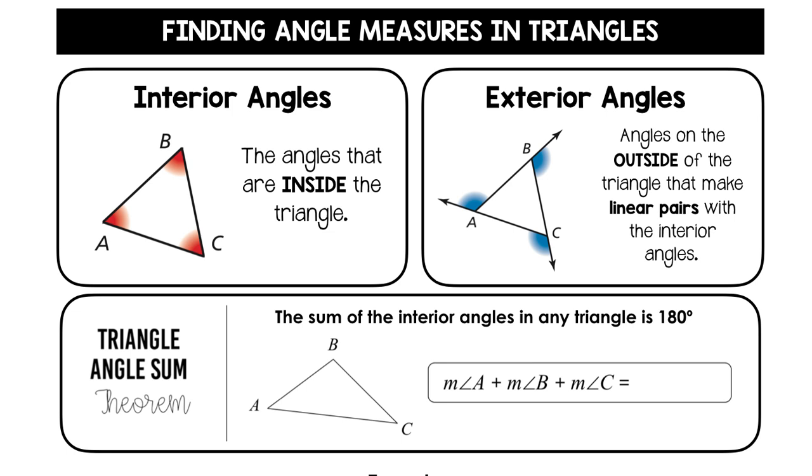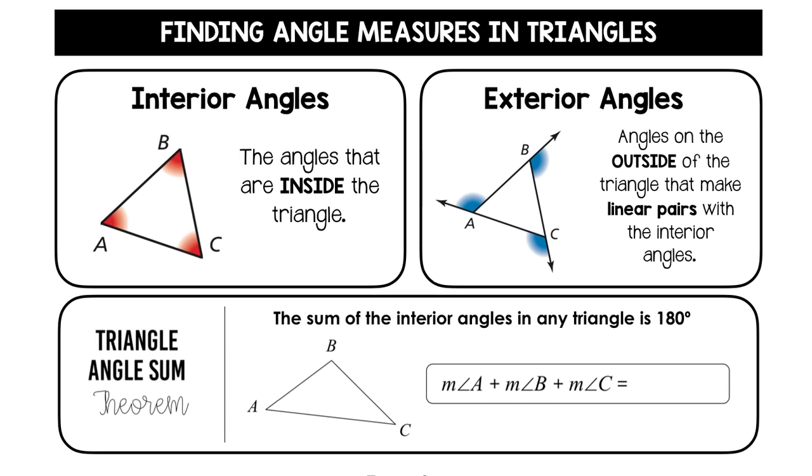All right, so we have a couple definitions to go through for finding angle measures in triangles. You need to know that interior angles are the angles inside of the triangle. So they're the angles that are inside, right? Whereas exterior would be outside. So you can technically change any triangle to have extra angles if you just extend the side out.